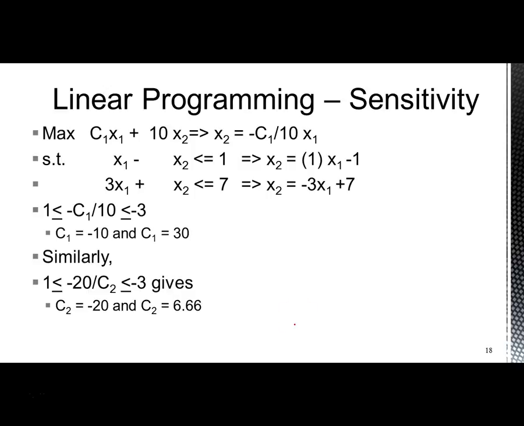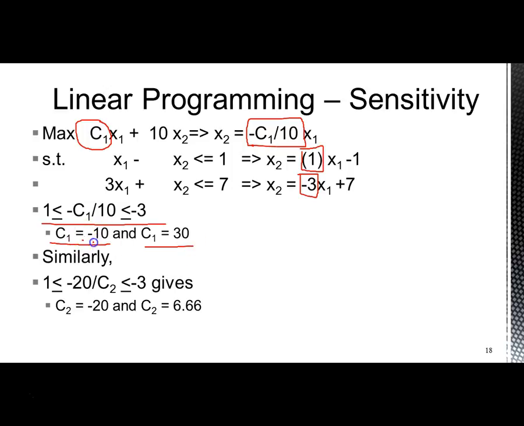So for this one, let's take the previous problem and set c1 right here. From here we can see this is the slope for the objective function, this is the slope for constraint number 1, and this is the slope for constraint number 2. So we set it up that way. From here we find c1 equal to negative 10 or c1 equal to positive 30.